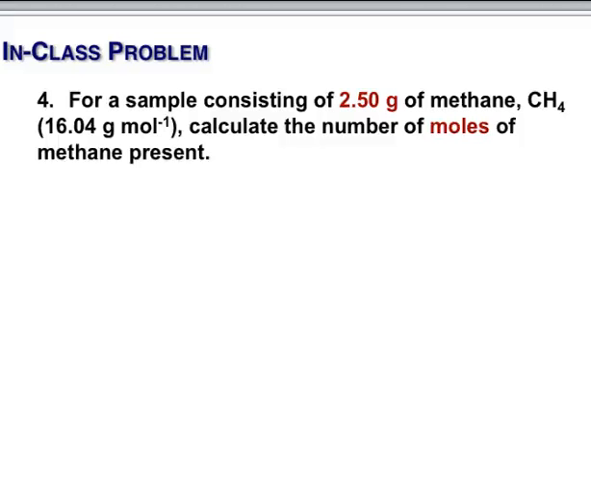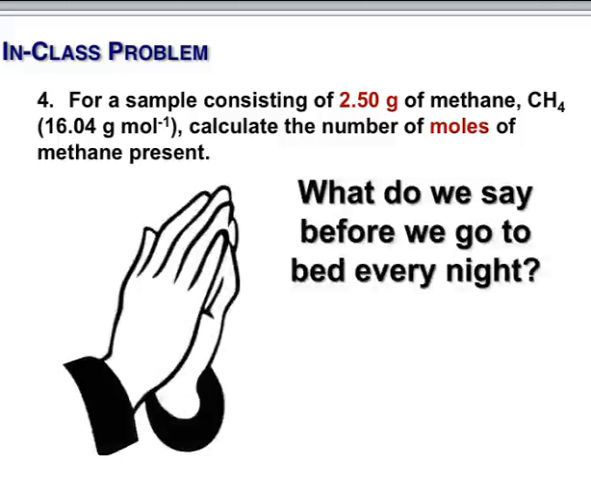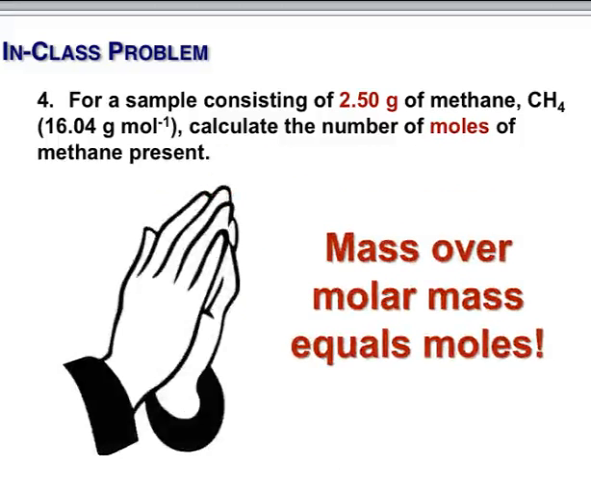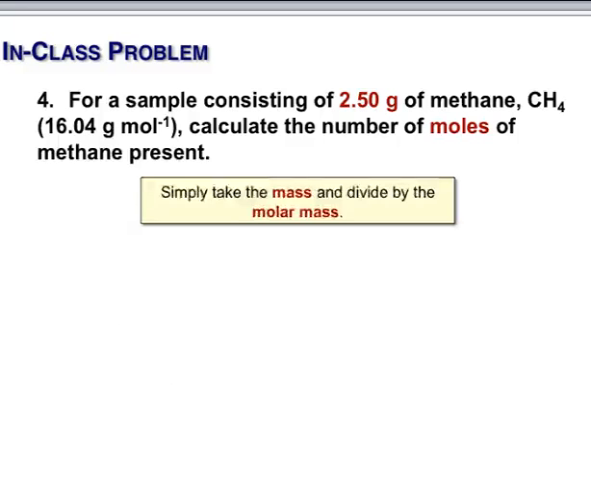All right, what are we trying to do? We're trying to figure out the number of moles. We have a mass and we have a molar mass. Remember? What do we say before we go to bed every night? We say mass divided by molar mass is moles. Okay? Don't forget it. Mass over molar mass is moles. So what do we have to do here? All we have to do, take our mass, divide it by our molar mass.